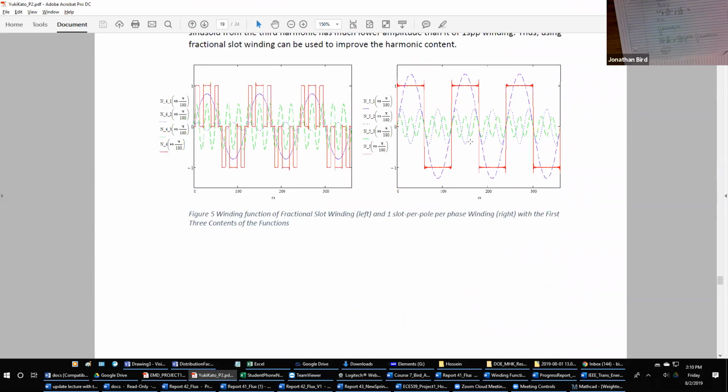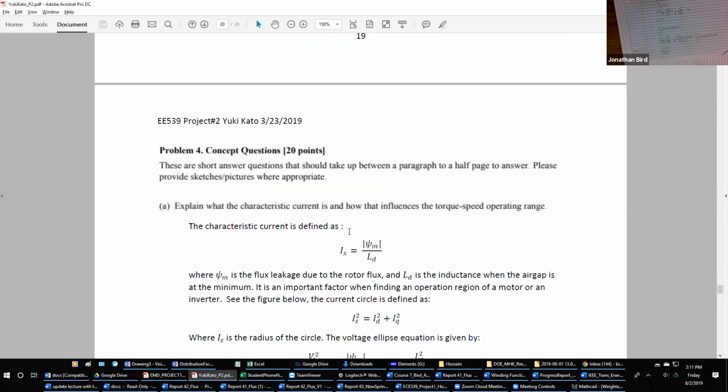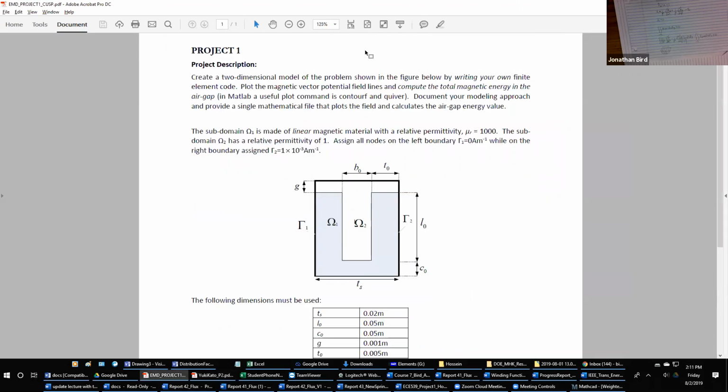So this is an example of the comparison between the winding function with fractional slots and concentrated. And you see that the magnitude significantly decreased in this example, and the higher order harmonics are decreased, although the third harmonic is still large. Okay, and so that's basically all I want to show here.